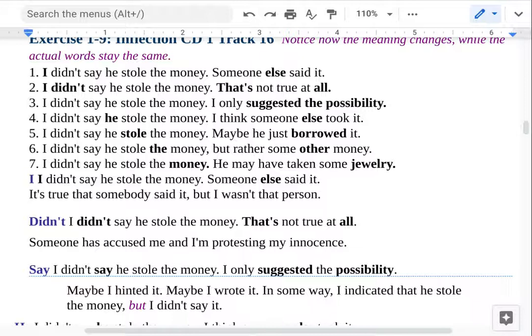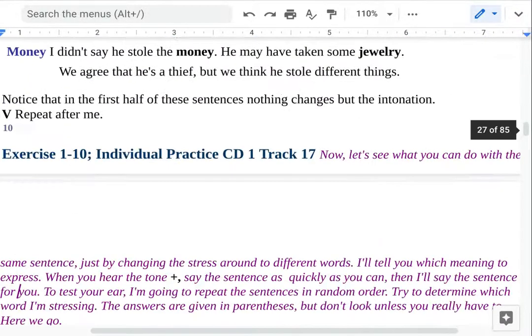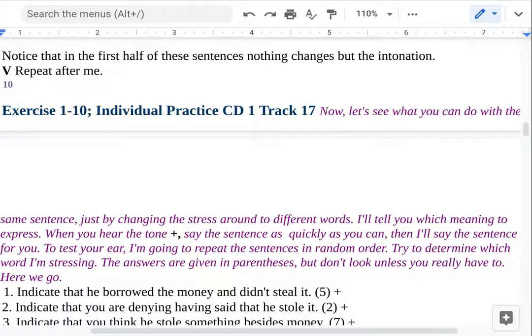Exercise 1-10. Individual practice. Now let's see what you can do with the same sentence just by changing the stress around to different words. I'll tell you which meaning to express. When you hear the tone, say the sentence as quickly as you can, then I'll say the sentence for you. To test your ear, I'm going to repeat the sentences in random order. Try to determine which word I'm stressing. The answers are given in parentheses, but don't look unless you really have to. Here we go. 1. Indicate that he borrowed the money and didn't steal it.